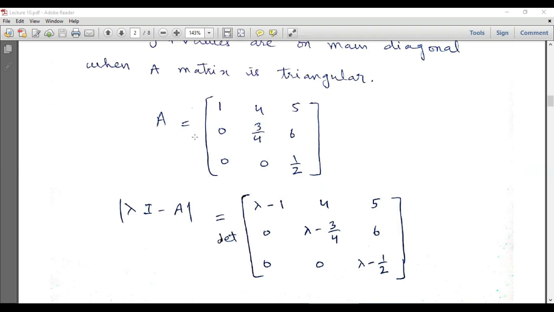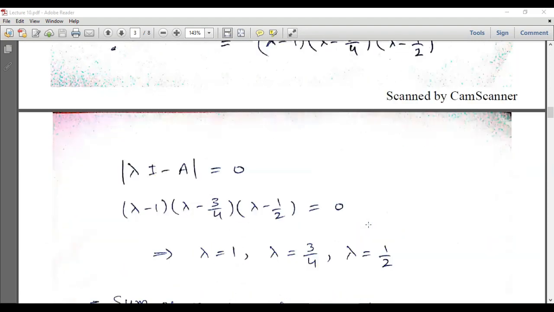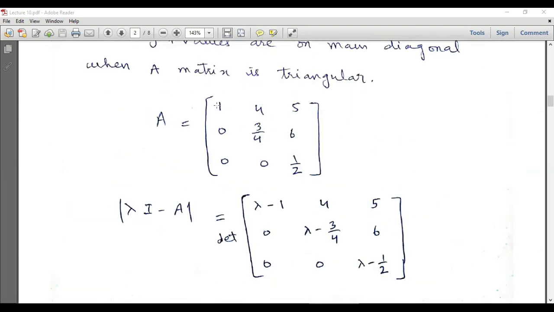We can also prove this by evaluating the eigenvalues of this matrix, where the determinant of lambda I minus A should be equal to 0. By equating this determinant to 0, we will get at the end (lambda minus 1) into (lambda minus 3/4) into (lambda minus 1/2). You can evaluate the determinant of this triangular matrix, and that will be equal to this equation. The roots of this equation are lambda equal to 1, lambda equal to 3/4, and lambda equal to 1/2. So these are the three eigenvalues, and we can see these are the diagonal entries.